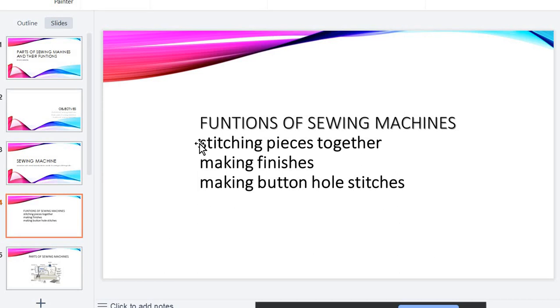Those are examples of sewing machines. So the functions of sewing machines include making finishes, for example on the overlock. It's also used for finishing. And then we have a buttonhole machine that is used to make buttonhole stitches.